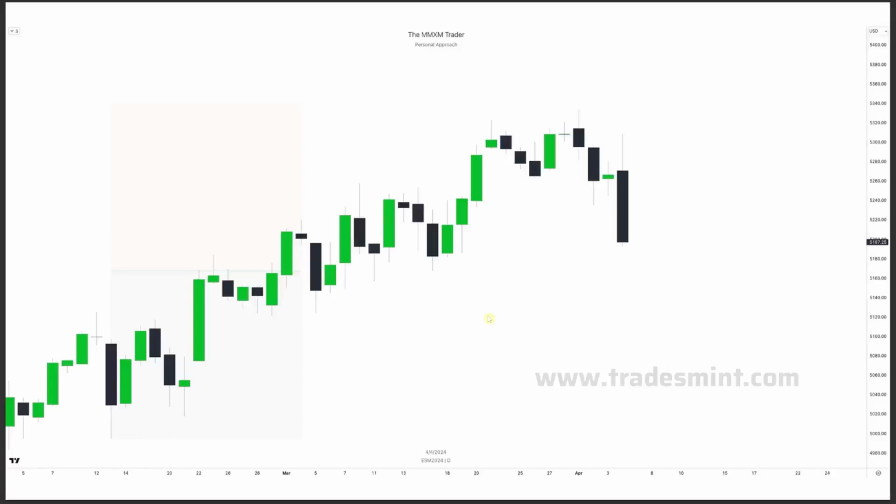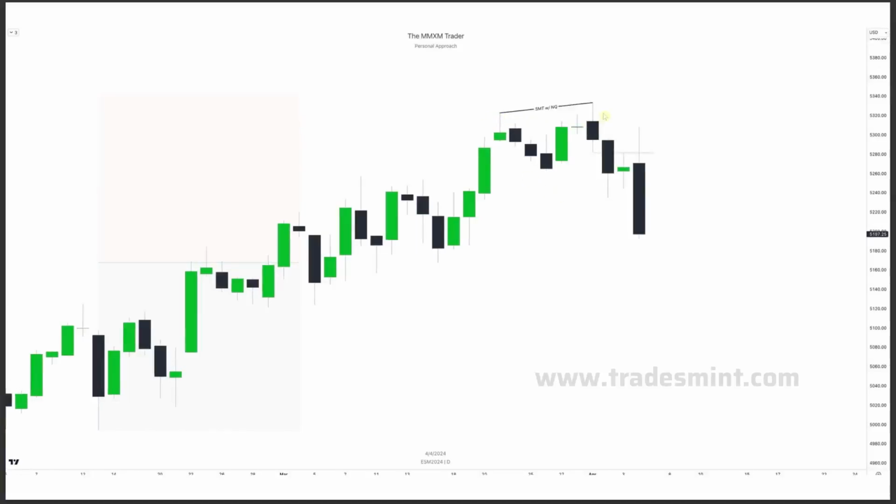We've got the ES daily chart. Again, as always, discount premium. We want to know where are we coming from and where are we going, right? So SMT is key, right? We want to have that SMT on those highs if we are looking for a bearish reversal. So we're closing below this area down here. So we're breaking structure as well.